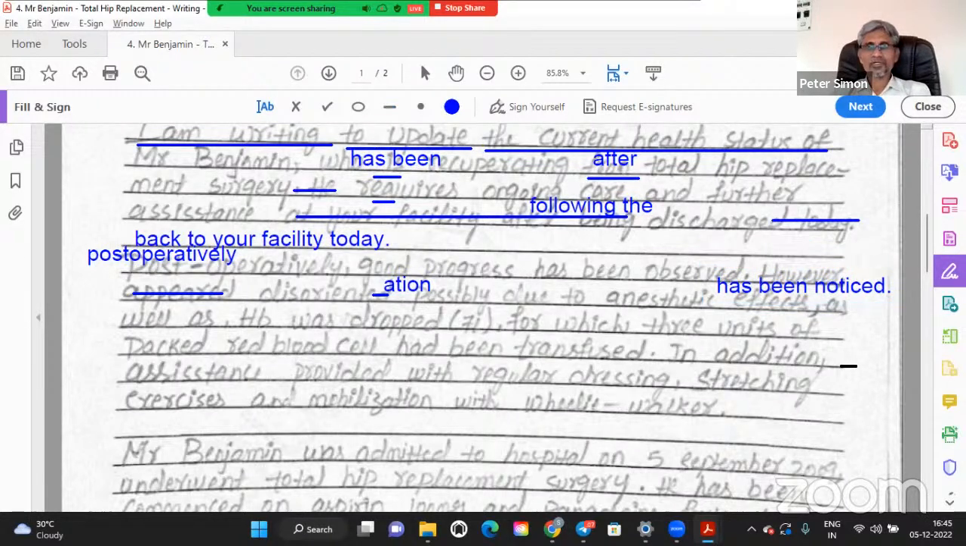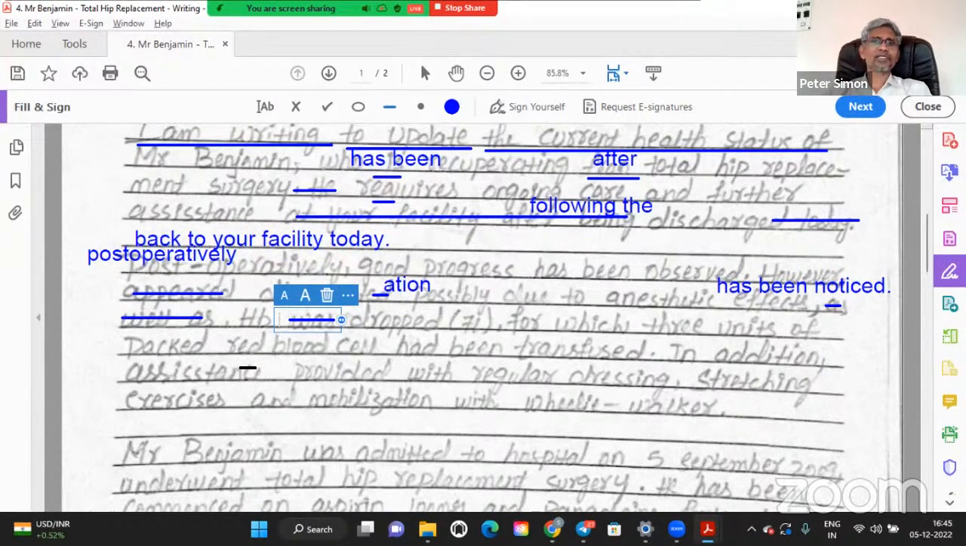As well as. Don't write as well as like this one. This is not fine. There is no connection with that one and this one. How can you write as well as? Hemoglobin was dropped. Who dropped it? Hemoglobin dropped on itself. Nobody dropped it. Was dropped means by someone. It's passive voice.